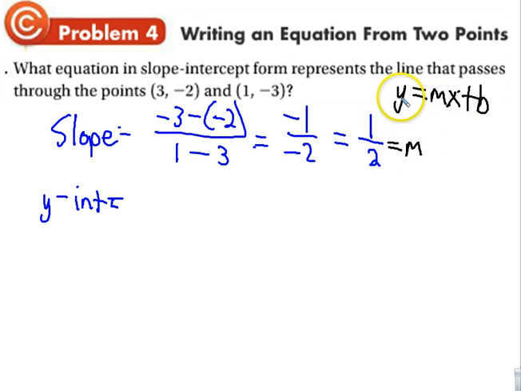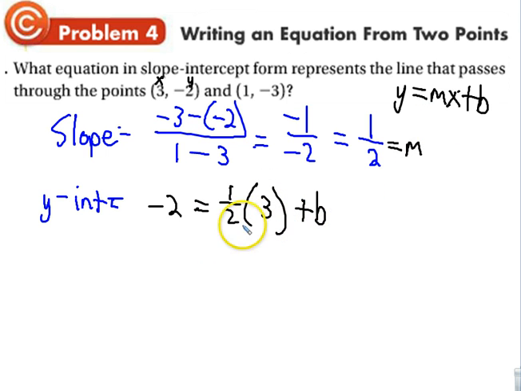Well, don't I also know x and y? I know x and y. So I actually have choices. So what I'm going to do is plug all three of these things in, and that's going to help me find b. Okay, so y, I'm going to plug in this one. Negative 2 is equal to 1/2 times 3, which is the x value. Remember, this is x. This is y. So I picked this one, so I plugged in y equals m times x plus b.